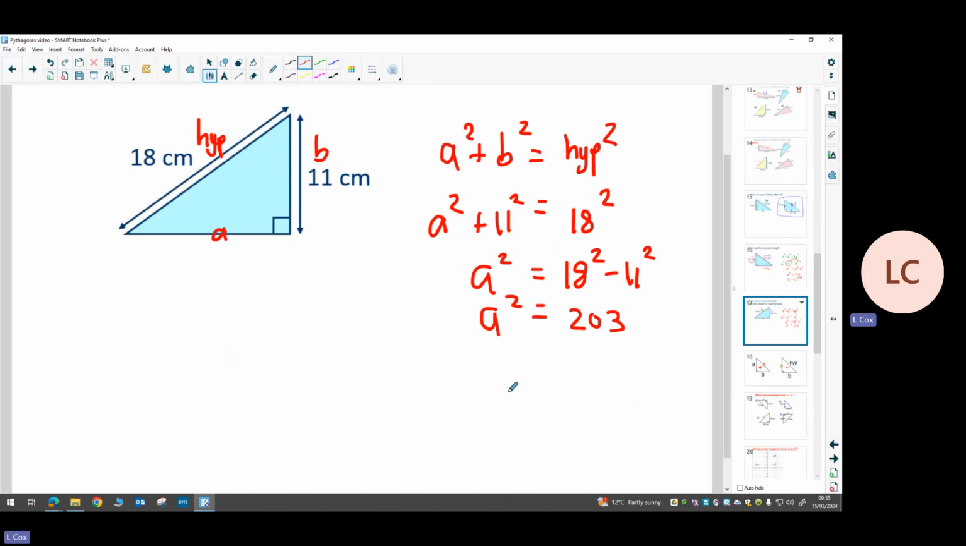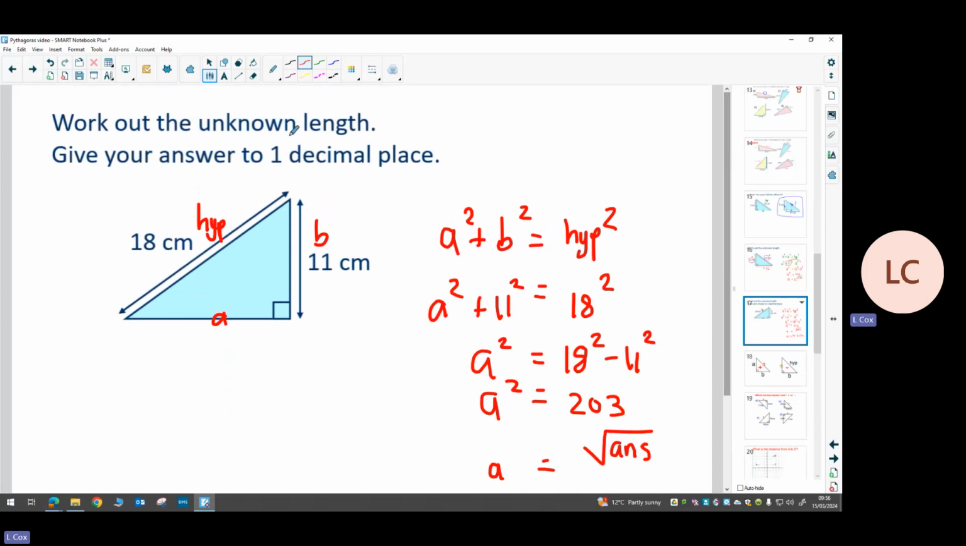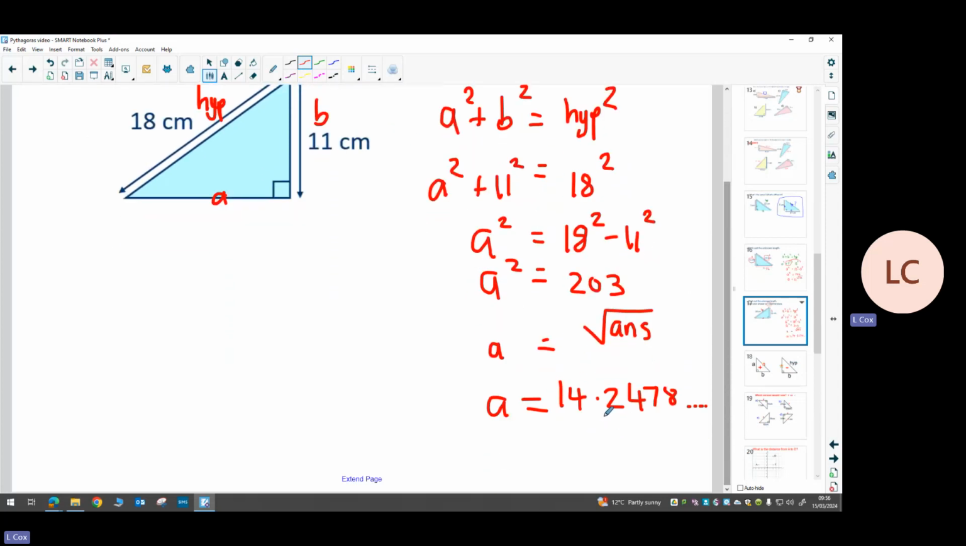Now, don't get rid of this. You just need to press square root and your answer button. So find that square root answer. Sometimes you need to press the SD button. A equals 14.2478, and it will keep going a few more numbers. 1 decimal place. So let's have a little look. Look next door. Does the 4 keep it as a 2 or round it up? It keeps it. So A is 14.2. And that's it.